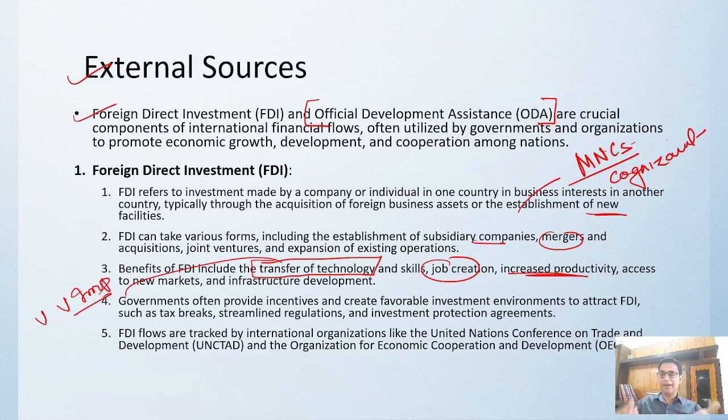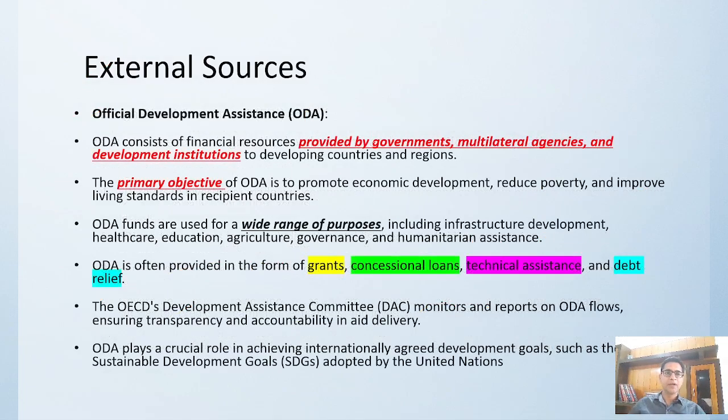Even the government asks people from outside the country to come to India and invest in our country. The government provides a lot of benefits to these people in the form of tax breaks, tax holidays, reduced regulations, and protection of investor agreements. FDI flows are tracked by international organizations like UNCTAD or OECD, showing where the funding is coming from and going to.